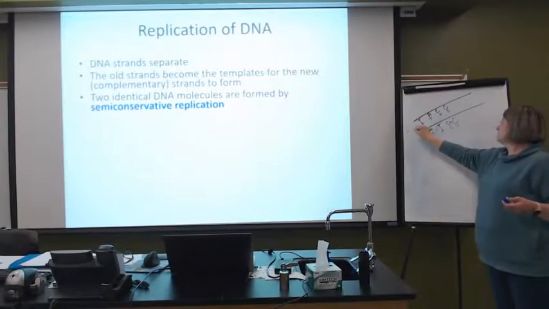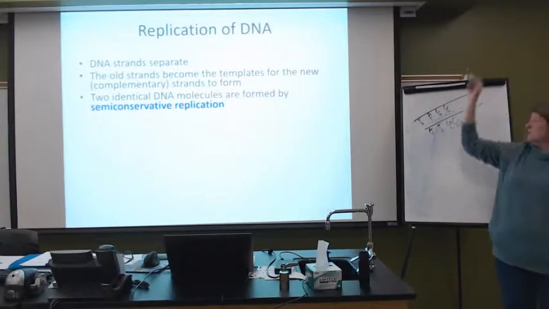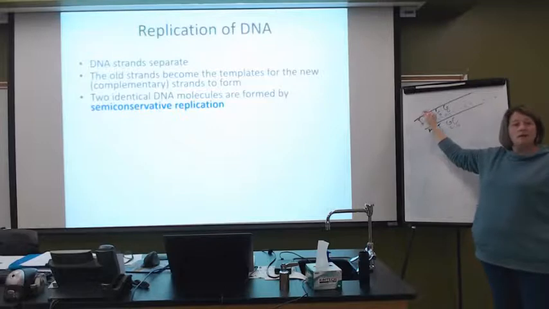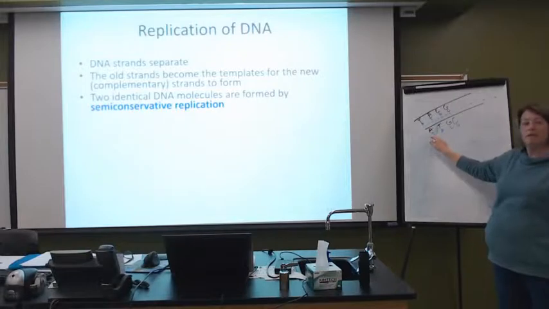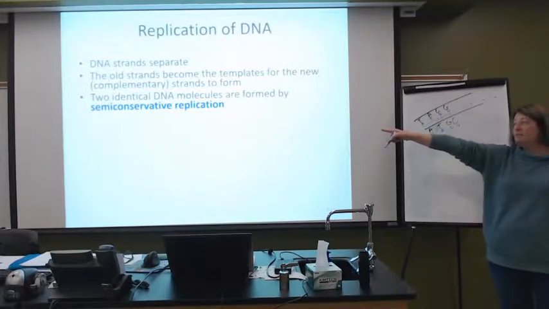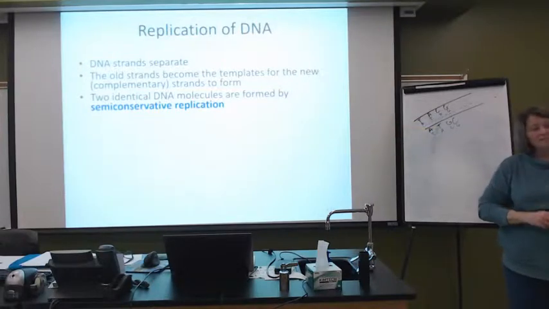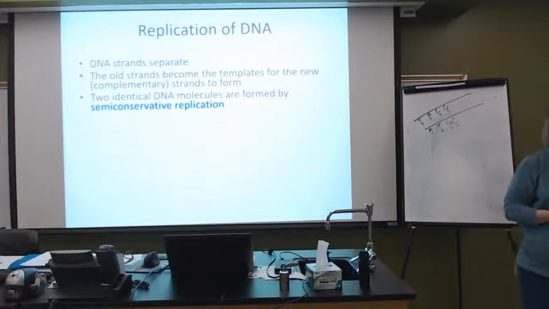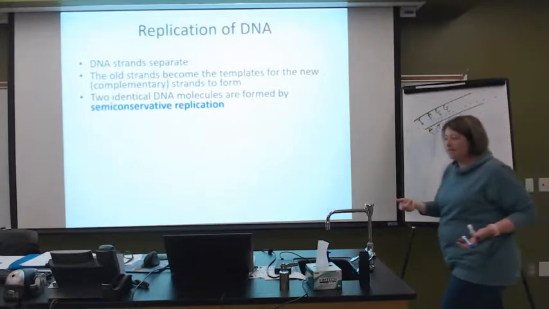So now, as it unzips all the way up that chromosome, I end up with half of my old strand, my new strand, half of my old strand, my new strand. That means it's semi-conservative because it's keeping half of the what's called original material. So now I end up with two new strands of DNA.